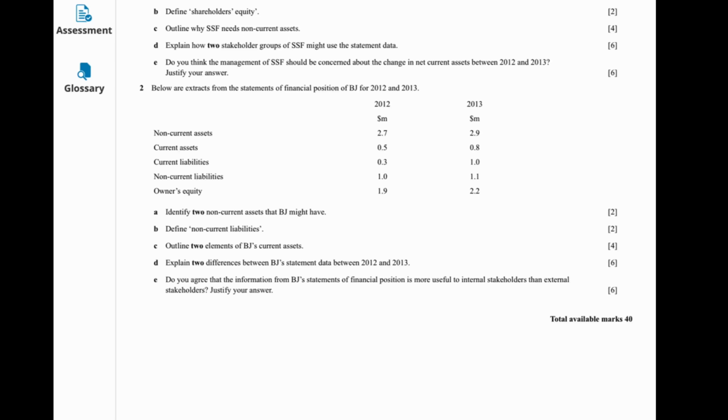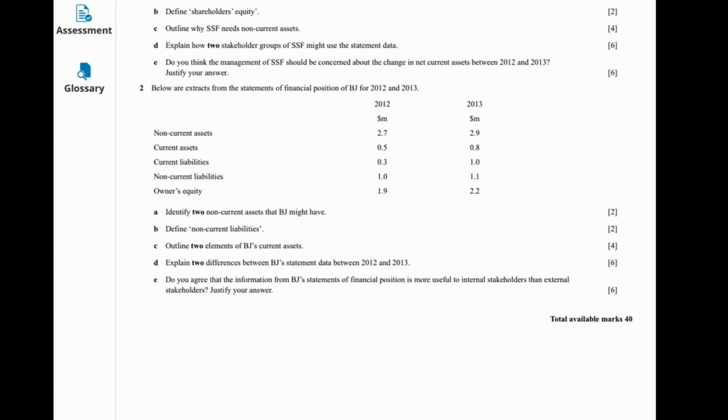Question E. Do you agree that the statement of financial position is more useful to internal stakeholders than external stakeholders? Justify your answer. Taking internal stakeholders first, they might use the information to identify problems and probably have a better understanding of financial information. Internal stakeholders know how the statement of financial position figures have changed and therefore have a better idea of how the business is currently performing. Another point is external stakeholders.